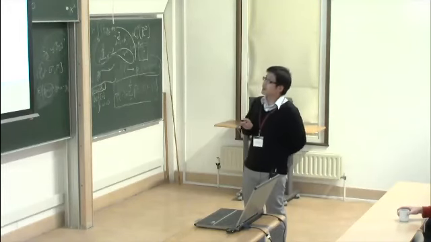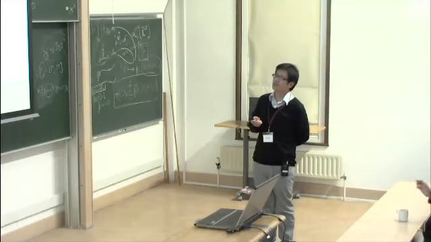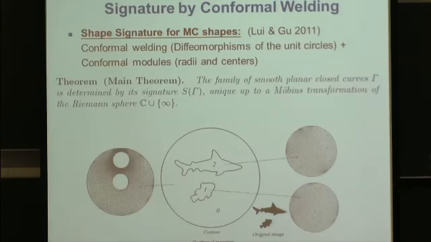So how can we define a signature for multi-connected shapes? It is based on two things. The first thing is something called conformal welding, and the second thing is something called conformal modules. These are basically just two fancy terms. Conformal welding is basically a collection of diffeomorphisms between unit circles. And conformal modules are just the radii and the centers of the circle domain, or the conformal domain, of the multi-connected objects.